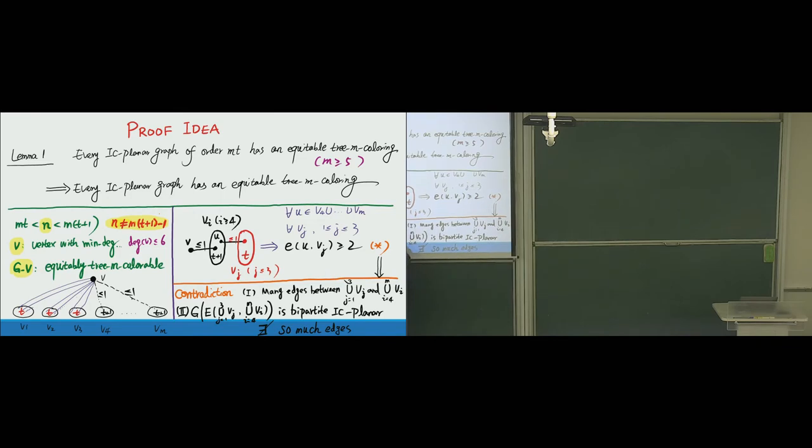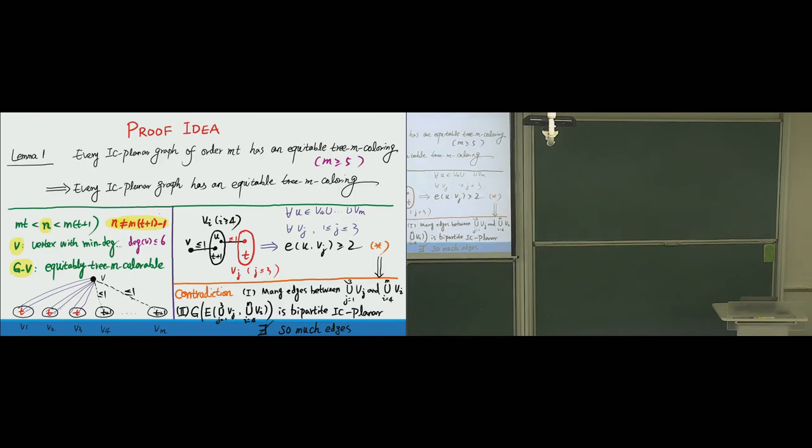Now let's look at this vertex V, because this vertex V has minimum degree, the degree of this vertex is at most six. So among the M color classes, at most three contain at least two neighbors of V, right? That means at least M minus three color classes contain at most one neighbor of V. So in this case, if some class has only T vertices inside, we can move this V inside. Because this vertex V has at most one neighbor here, we just put it here and it just acts as a leaf.